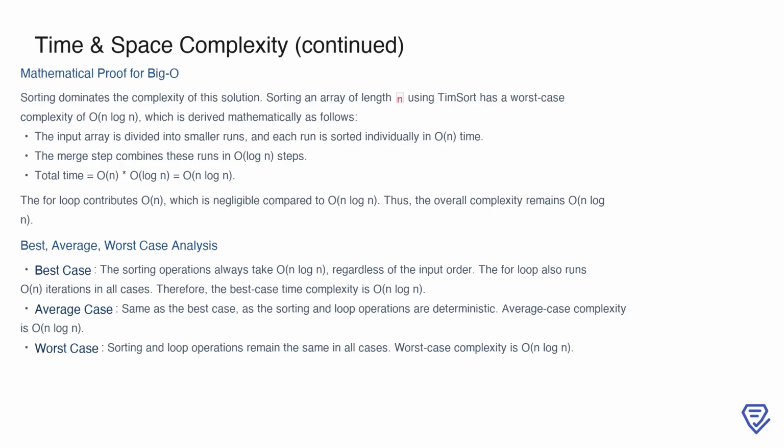When analyzing best, average, and worst cases, the sorting steps consistently take O(n log n), regardless of input order, and the for loop always iterates n times. As such, the time complexity remains O(n log n) across all cases.